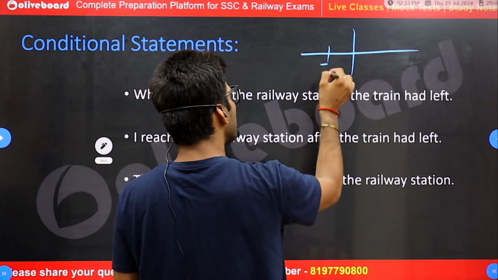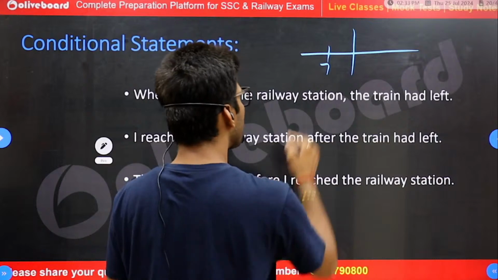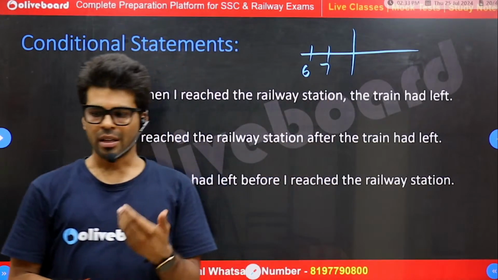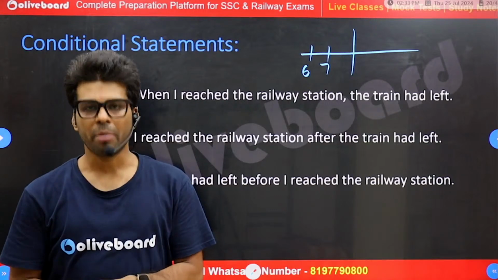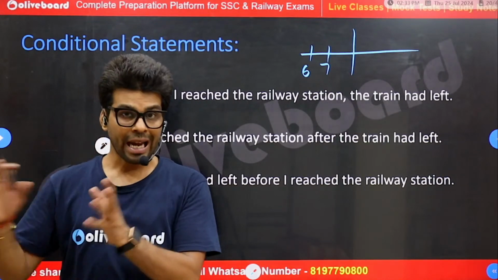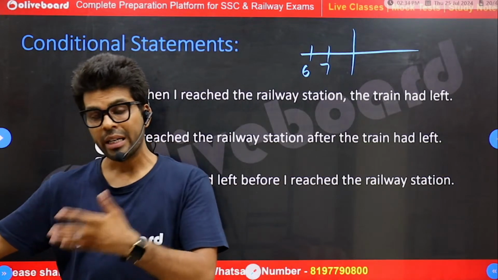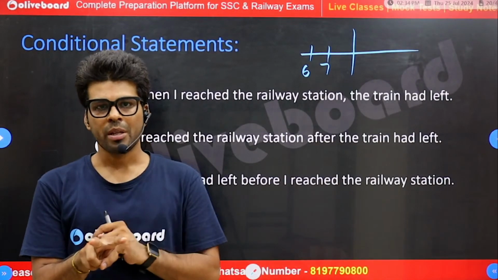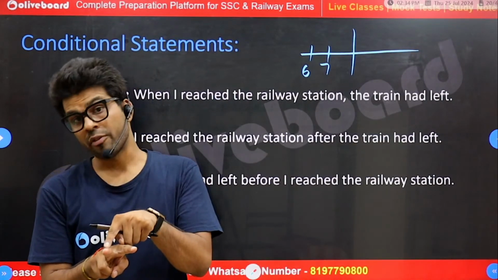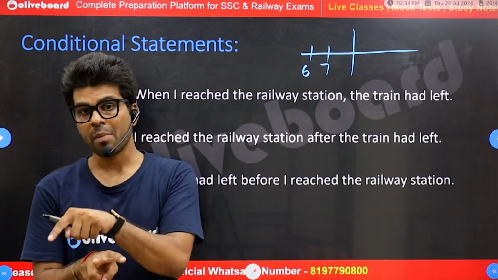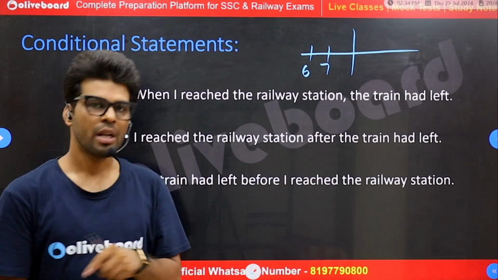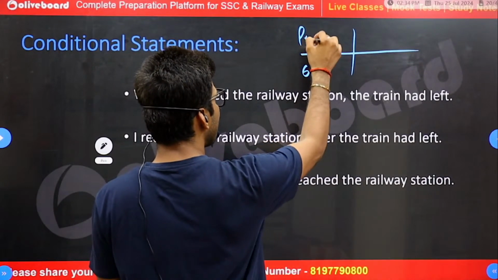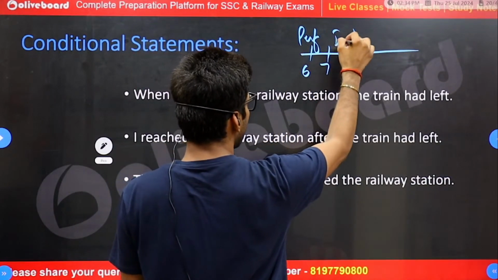I went to the railway station in the morning at 7, but the train had departed at 6. So when I say this, when I reached the railway station, the train departed. It will be better to say the train had departed before I reached the railway station. With the help of common sense, we can say both the actions happened in the past, but one of them had happened before the other one happened. So the action which happened before is written in past perfect tense, and the action which happened later is marked in past indefinite tense.